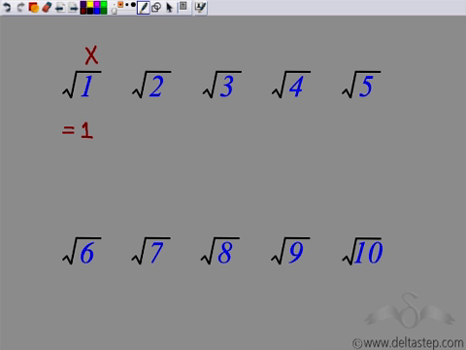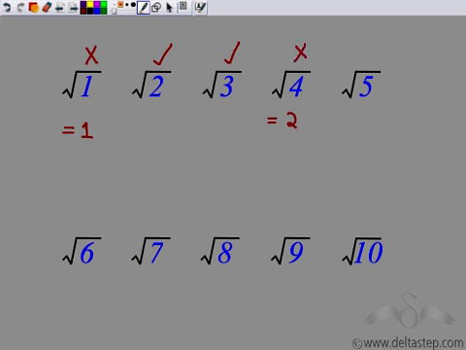Similarly, if I move to under root 2, we know this is irrational. Under root 3 is also irrational. What about under root 4? This is a perfect square. So under root 4 gives me 2, which is a rational number. Hence, this is not irrational.